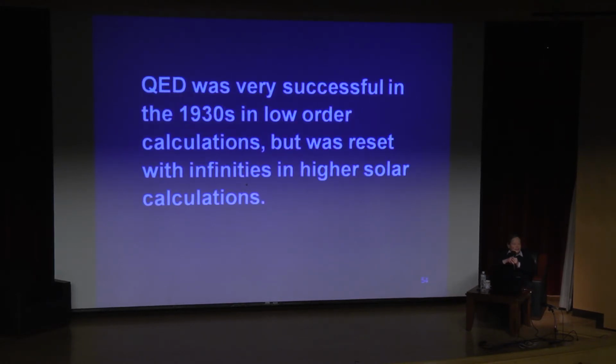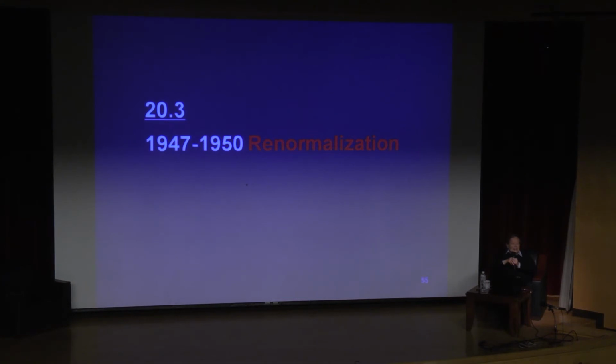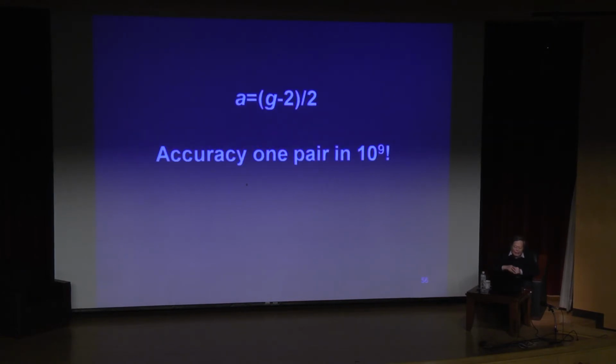QED was very successful already in the 1930s in low-order calculations, but was beset with infinities in higher order calculations. Then in 1947 to 1950, when I was a graduate student and young postdoc, there was the revolution called renormalization. Renormalization was a recipe, not really a theory, which was extremely successful.